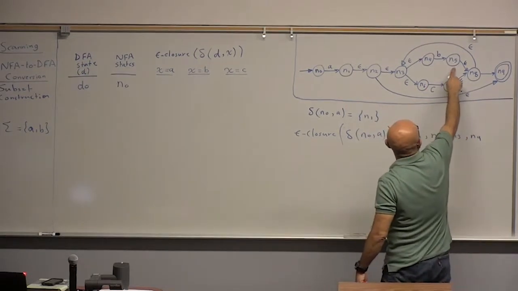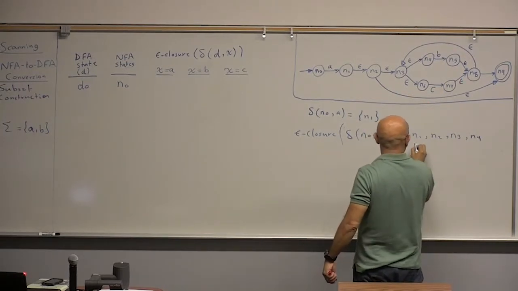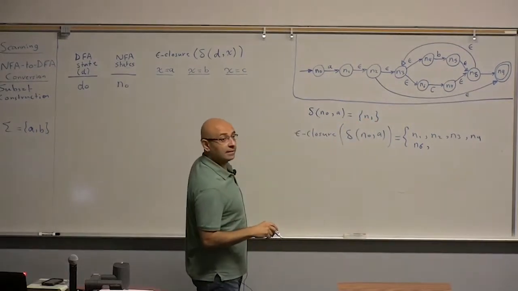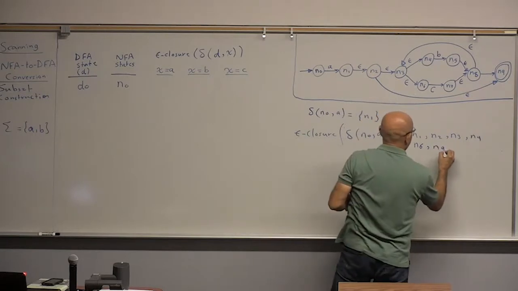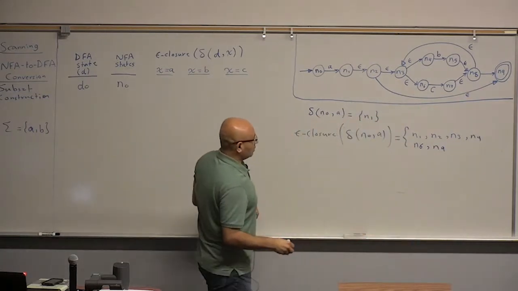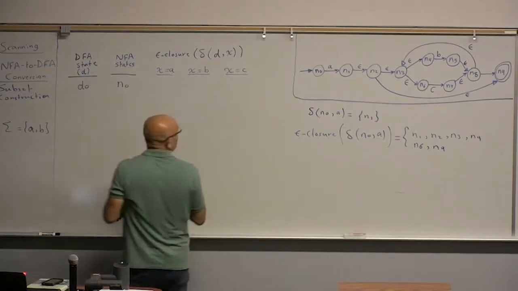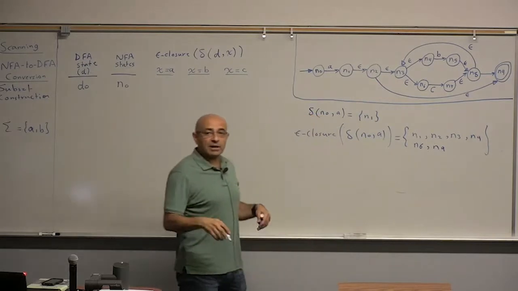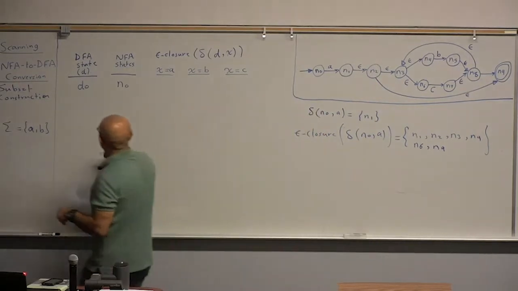Will it take you to N5? No. But it will take you to N6. Will it take you anywhere else? N9. Yes, N9, because you can take this epsilon to N9. So you have six of them. Now this set of NFA states, we just call it our D1. So this is going to become our D1.